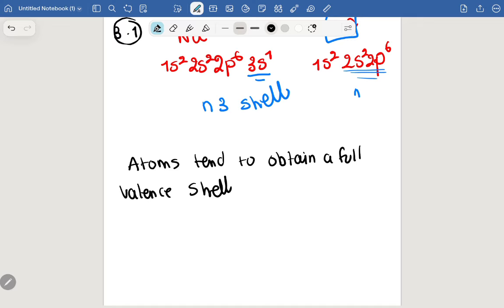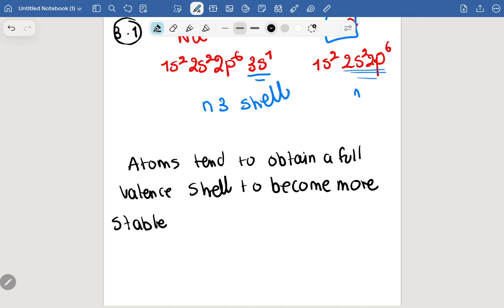Well, we know that elements as single atoms, if they're not noble gases, are very unstable. They tend to react very quickly. Because they are unstable, they react more quickly, and they may be considered dangerous. So what do we say in this scenario? We say that they tend to obtain a full valence shell to become more stable.